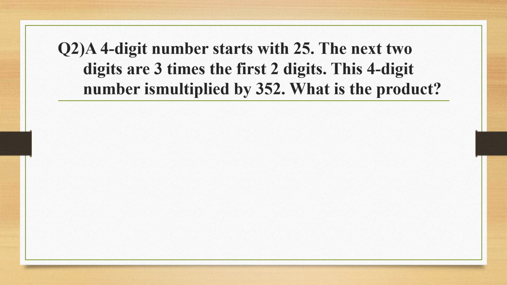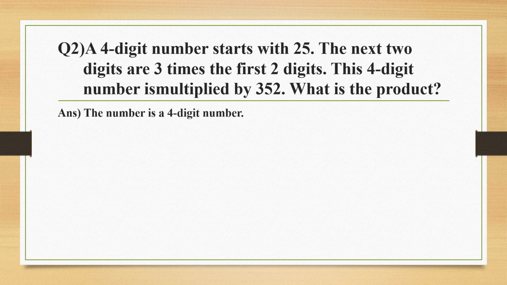It's a very crazy question. Here, a small logic we need to follow. The question asked: a four-digit number starts with 25, and the next two digits are three times the first two digits. This four-digit number is multiplied by 352. What is the product? See, such a crazy question it is. We are supposed to find the four-digit number first. We don't know what the four-digit number is.